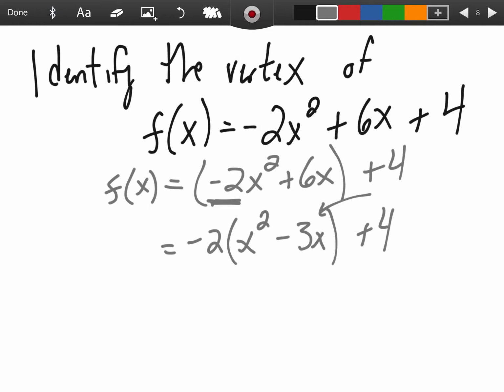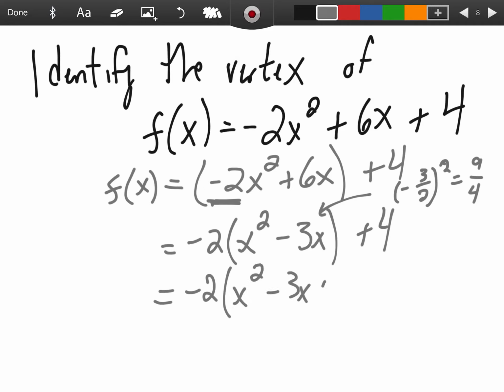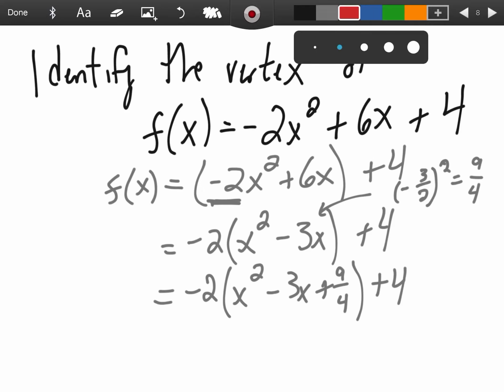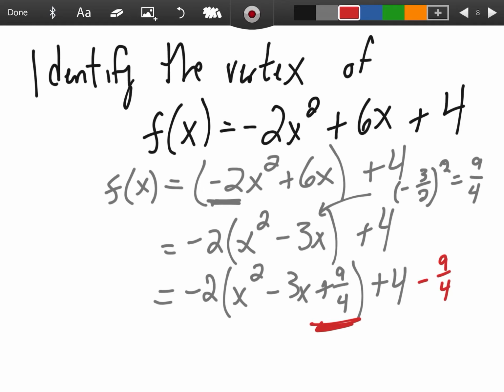Now to complete the square, we're going to divide by 2, square it, and then add. So negative 3 divided by 2 is negative 3 halves. And negative 3 halves squared is going to give us a positive 9/4. So that's what we'll be adding. Negative 2 times (x squared minus 3x plus 9/4), plus 4. And then we remember, whatever we add on the inside of the parentheses, we need to subtract. So then minus 9/4. However, we did not actually add just 9/4 here. Because we have this negative 2 out front, we really added negative 18/4, or negative 9 halves, right? You have to multiply negative 2 times that 9/4, which is a negative 9 halves.